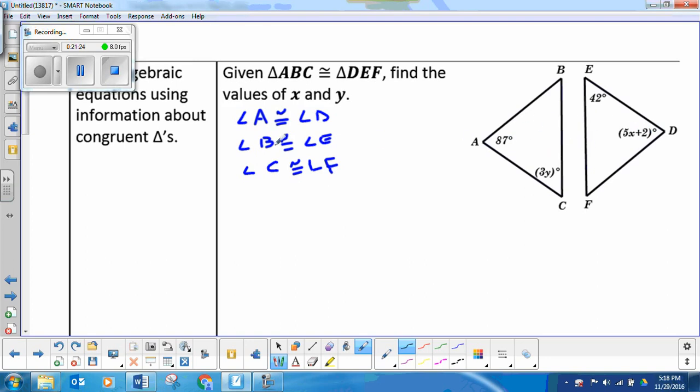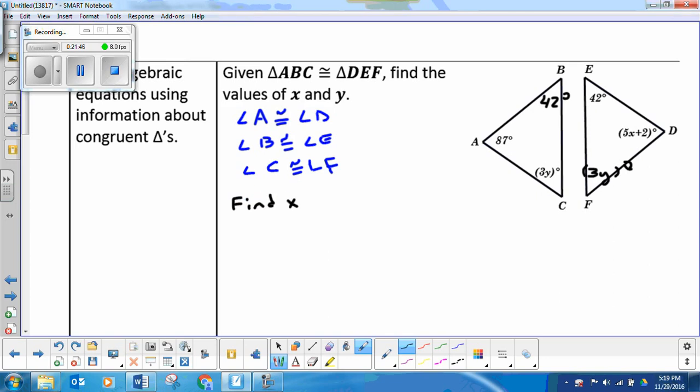Let's look at B and E, they're congruent, so if E is 42, then I know B is 42. I also know that C and F are congruent. C is 3y, I'm going to go ahead and write 3y in here for F. I don't know how helpful that's going to be as I roll through this, but we'll see how that goes. All right, so let's start with finding x.